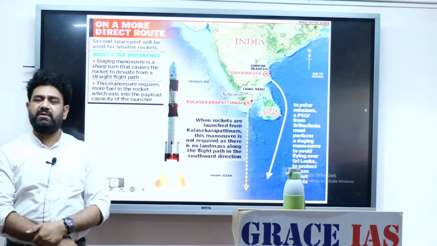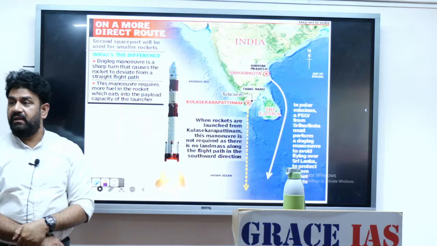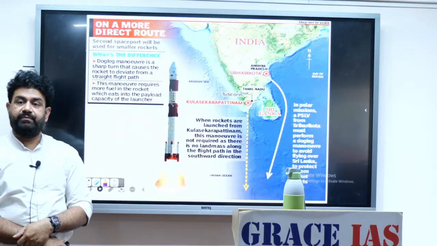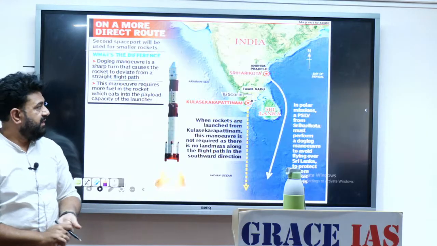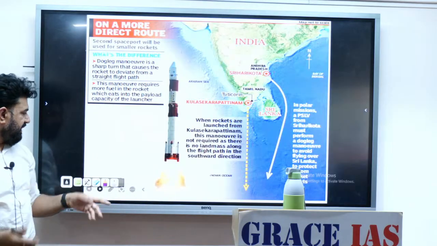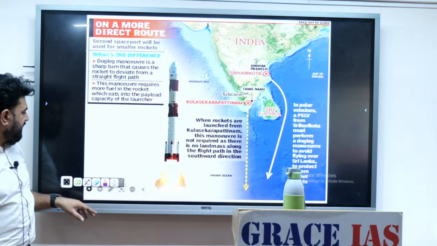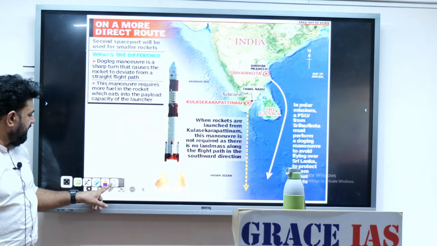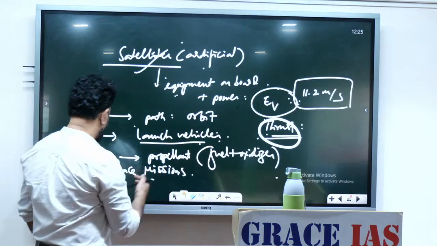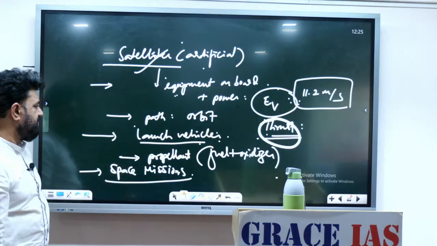A potential question. Multiple questions can be framed based on this. What is dog leg maneuver? What is correct about Kulasekarapatinam? You understand this? So we can have a lot of such things. Just one picture, 2 to 3 questions. That is one aspect. So these are some aspects about space technology we need to talk about. Let's have a look at them in general. Space missions, we have all those recent developments, we have those pictures, don't worry about it.